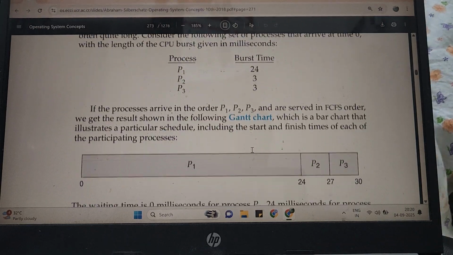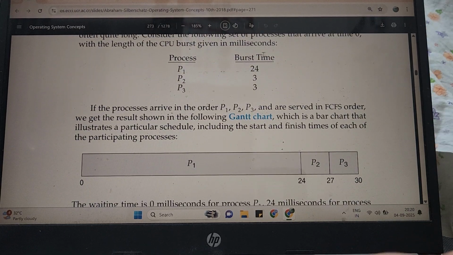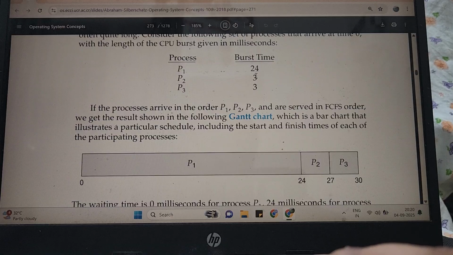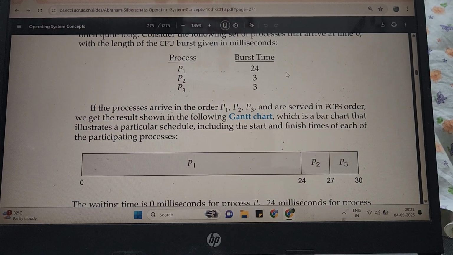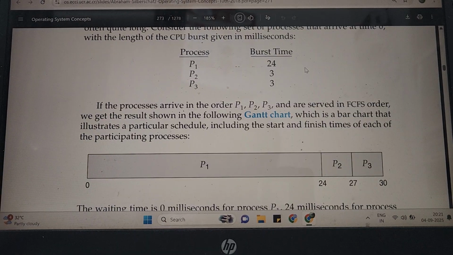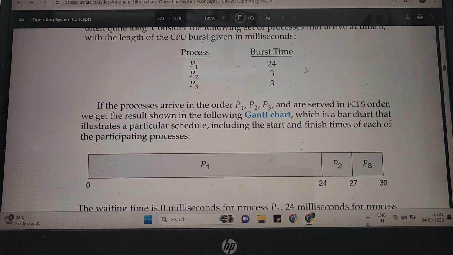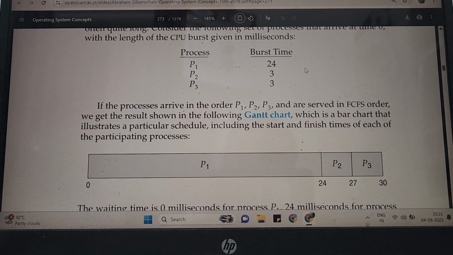We'll take this case where we have three processes, P1, P2, P3, with burst times 24 units, 3 units and 3 units respectively. Burst time is the time required for that process to complete execution. So process P1 needs 24 CPU cycles or 24 units of time with a CPU in order to finish what it's supposed to do. Processes 2 and 3 need 3 units of time respectively.